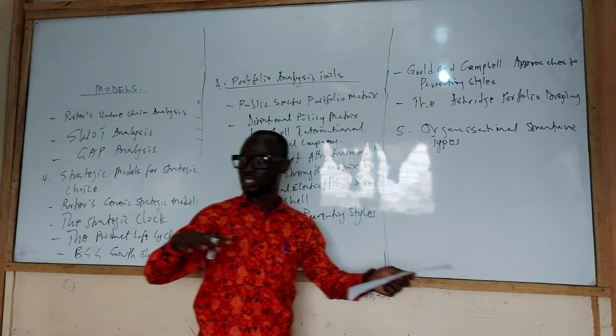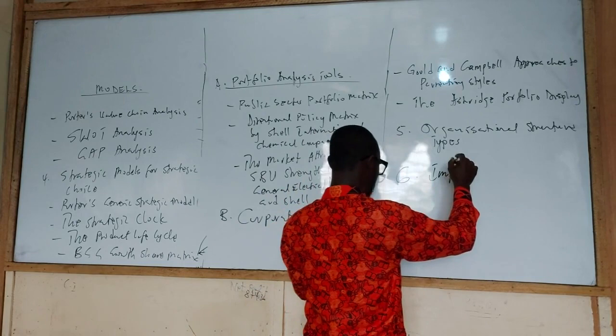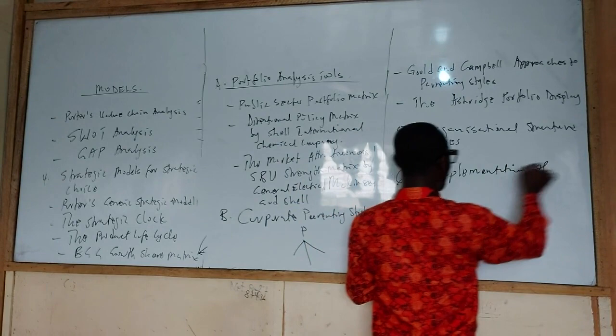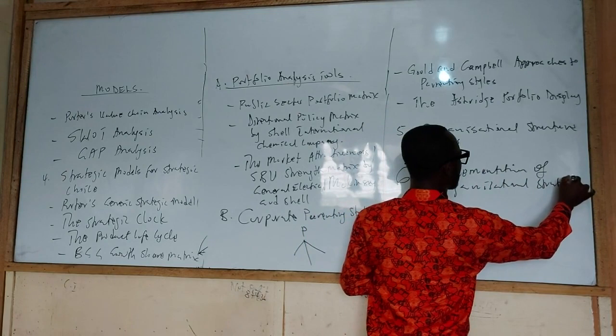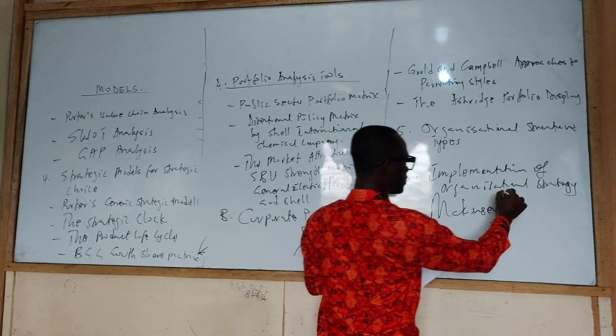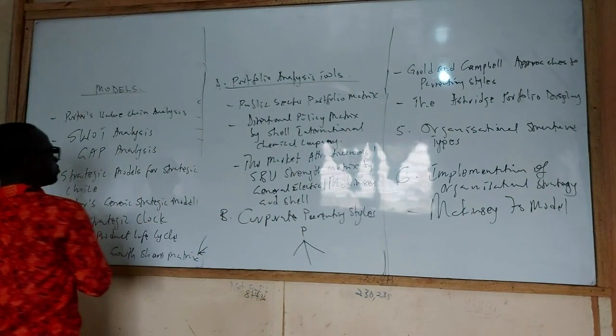Then the last thing is implementation of strategy, of organizational strategy. This is why we use the McKinsey 7S model. That's all. McKinsey 7S model. Now let me explain to you how these things are interrelated.